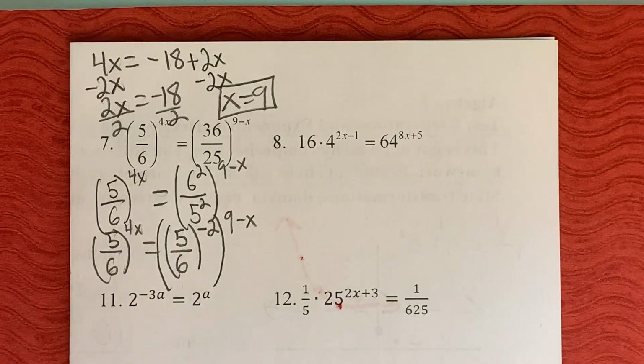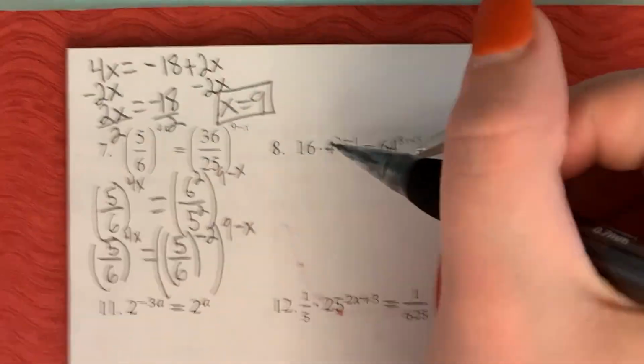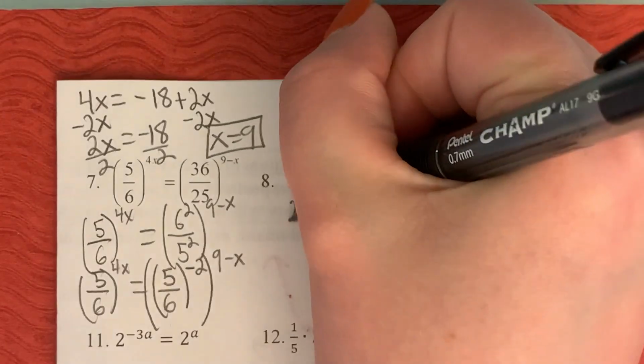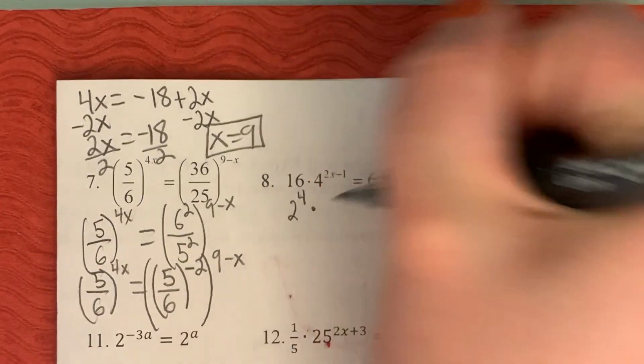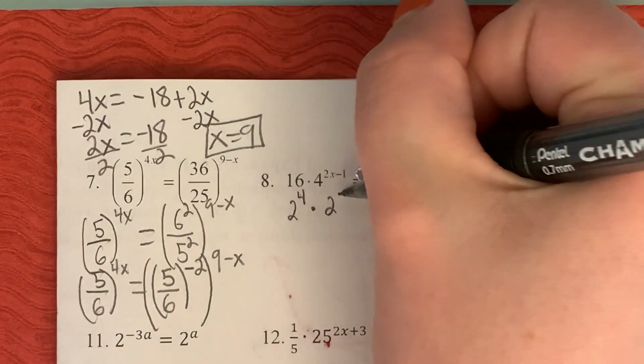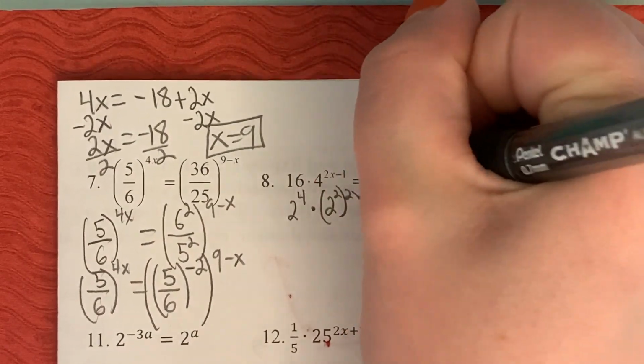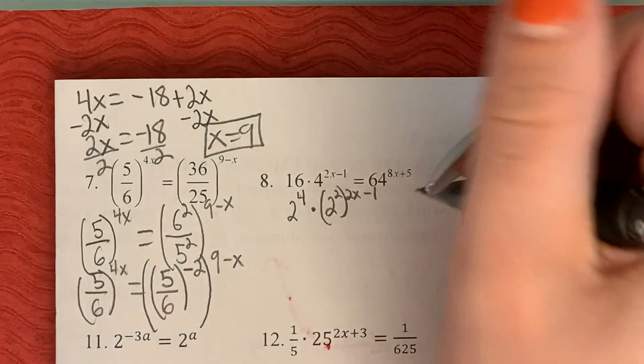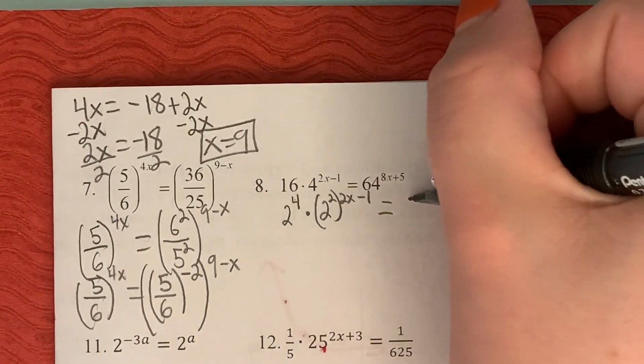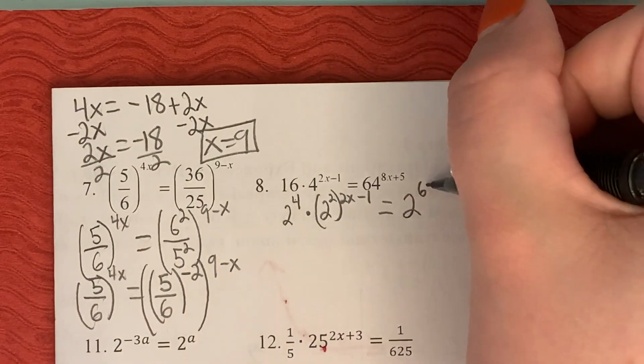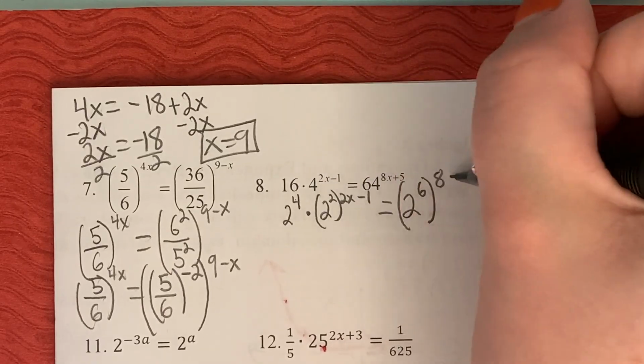Number 8 also has a couple different methods. You could use 4 as your base, or you could use 2. I'm going to use 2 as my base just because that's always going to work, whereas 4 isn't always going to work. So I can rewrite 16 as 2 to the 4th. I can rewrite that 4 as 2 squared. And I can rewrite 64 as 2 to the 6th. So we need to make sure we know those.